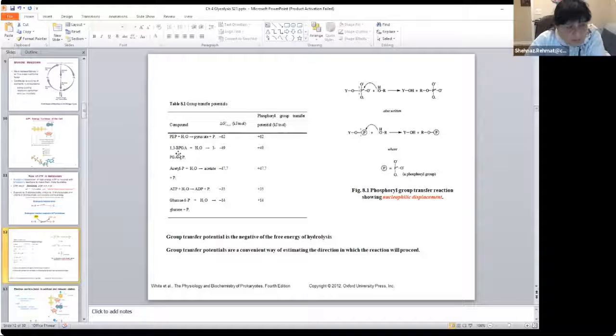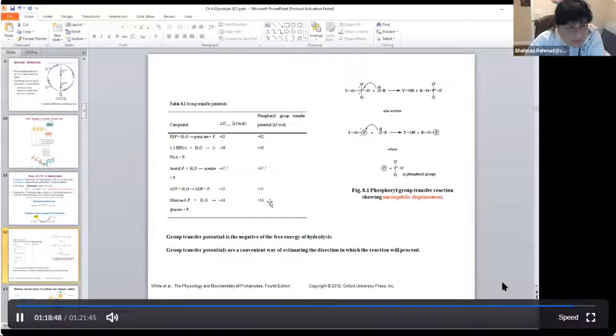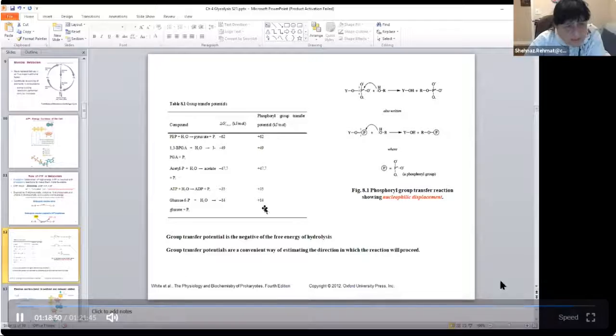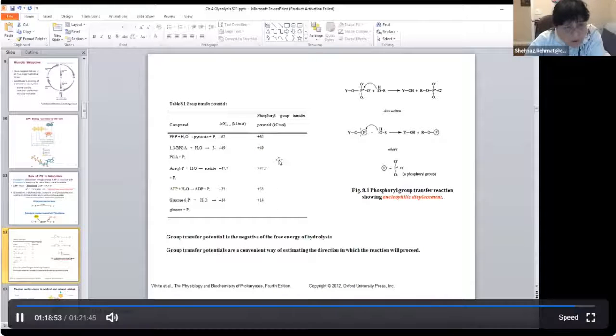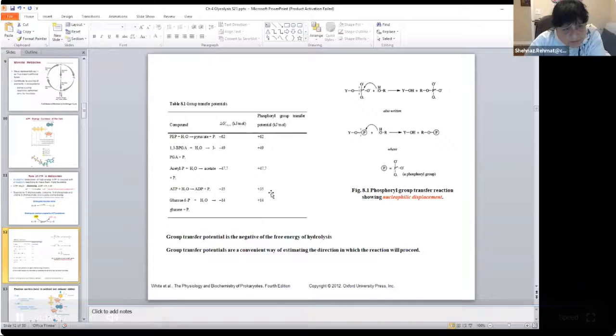There is another one which we will come across, the phosphoglyceraldehyde, glyceric acid 1,3-bisphosphate, which has a plus 49 phosphoryl group transfer potential. Your acetyl P again has a higher potential than your ATP. Glucose 6-phosphate has a lower phosphoryl transfer potential than your ATP hydrolysis. So I'm giving you examples of some of these chemical compounds that will drive reactions rather than just ATP.